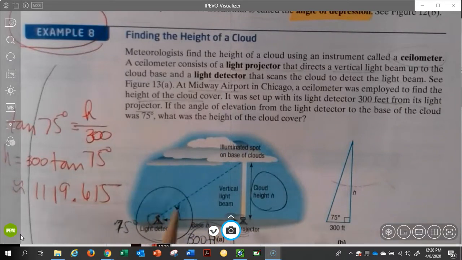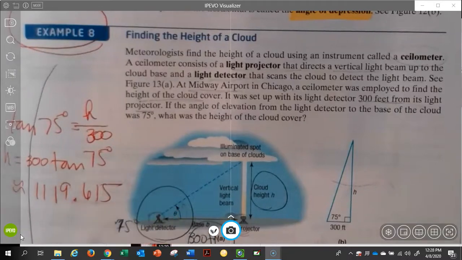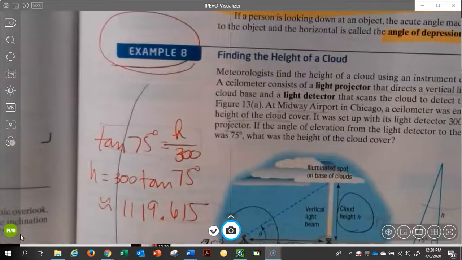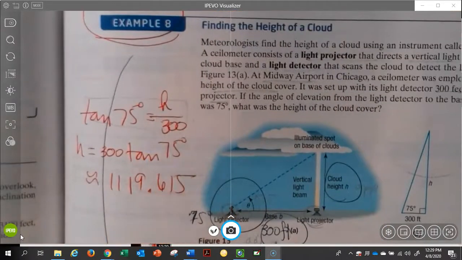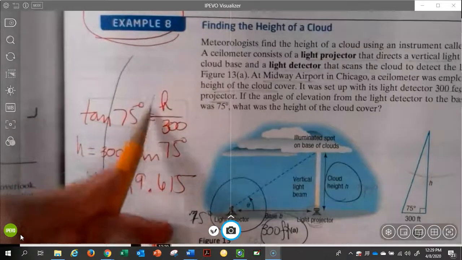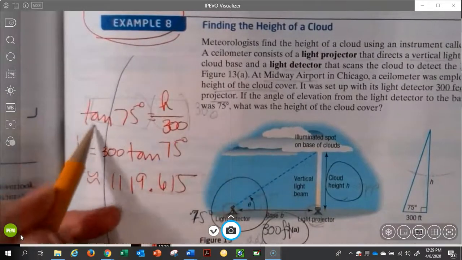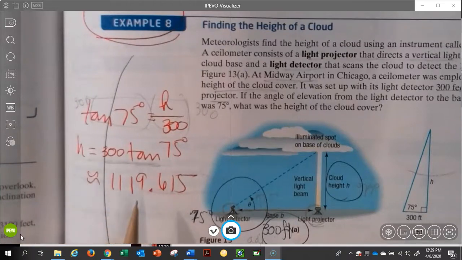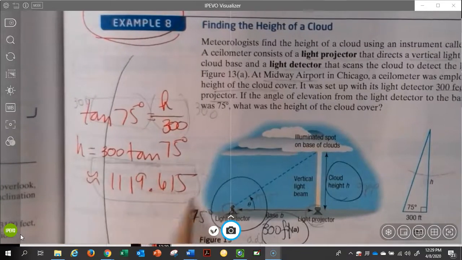If the angle of elevation, and if these were my eyeballs on this detector, my elevation angle would be 75 degrees. And so what's the height of the cloud cover? From my angle, I have adjacent, and I'm looking for opposite. We know that as our friend tangent. With it being tangent, I set it up as opposite over adjacent, which is the given 300. I'm going to do that algebra again, multiply by 300 here. And when I multiply these out, and my calculator's in degrees, I get this number.